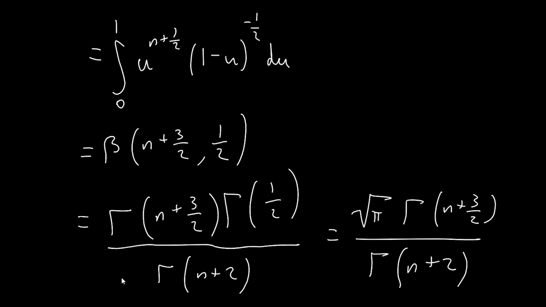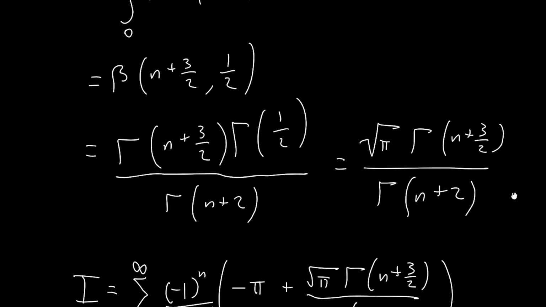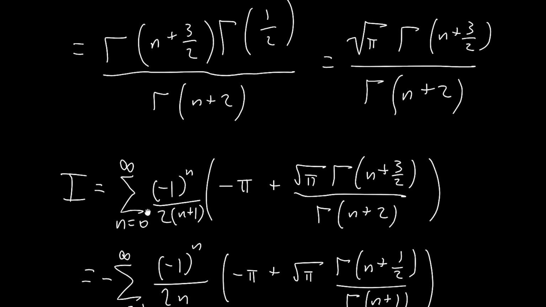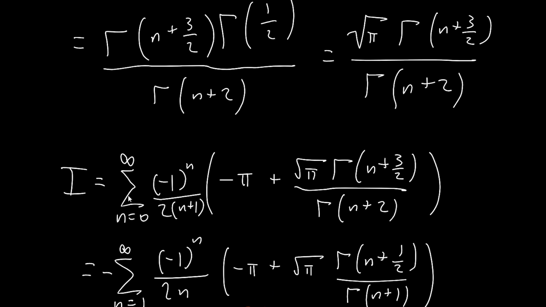So if we write this in terms of gamma, we have gamma n plus 3 over 2 times gamma a half over gamma n plus 2, and we can say that the gamma of a half is just square root pi. So we have square root pi times gamma n plus 3 over 2 over gamma n plus 2. So all in all, we have this monstrous series here, sum from n equals 0 to infinity of minus 1 to the n over 2 lots of n plus 1 times minus pi plus square root pi gamma n plus 3 over 2 over gamma n plus 2. And we can reindex the sum by just, instead of from n equals 0, we start from n equals 1, and then we shift down all of the n's by 1.